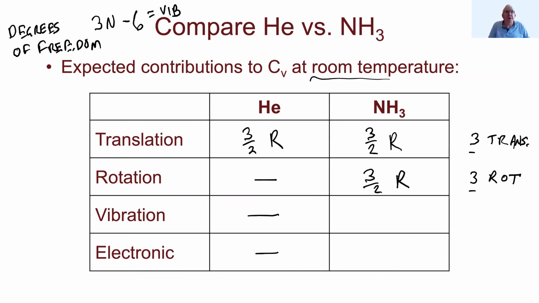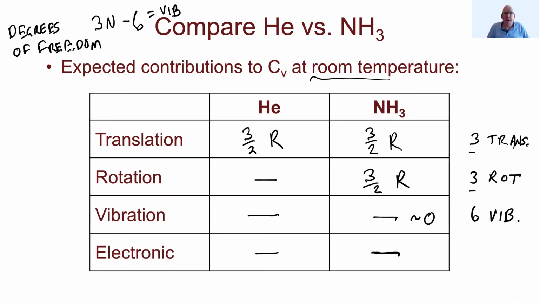If the molecule were linear, then that would be 3n minus 5, because I would have only 2 rotational modes available. So in this case, I should have 6 different vibrational modes. If I have to guess how much those contribute to the heat capacity, because vibrational modes usually are not significantly excited near room temperature, I'm going to guess roughly 0. Likewise, I'm going to say that ammonia is not electronically excited at room temperature.